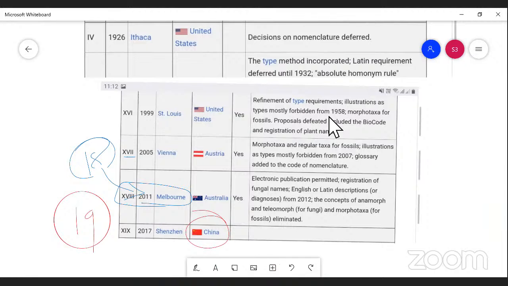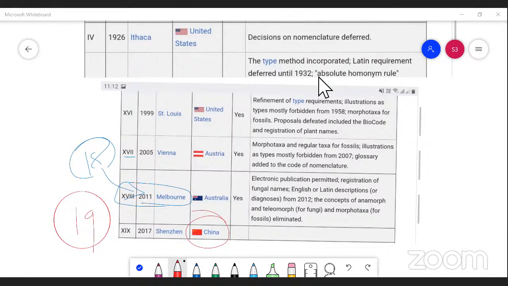So this is an area to be focused on, one more question. Please understand, the 19th Botanical Congress was held. Dear students, could you mention the place where the 19th Botanical Congress was held? In China. China, sir. Shenzhen. Okay, Shenzhen. And next, where was the 18th Botanical Congress held? Melbourne in Australia. Right, in Melbourne.